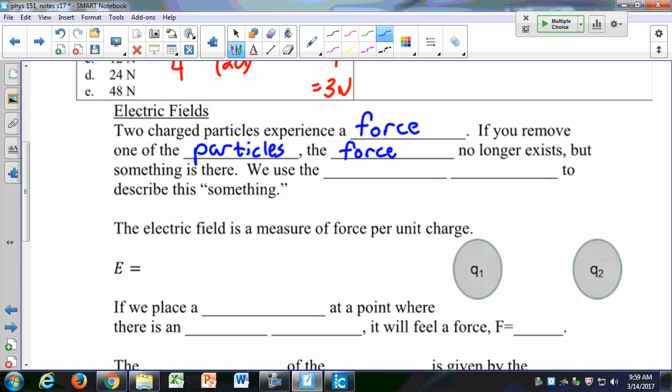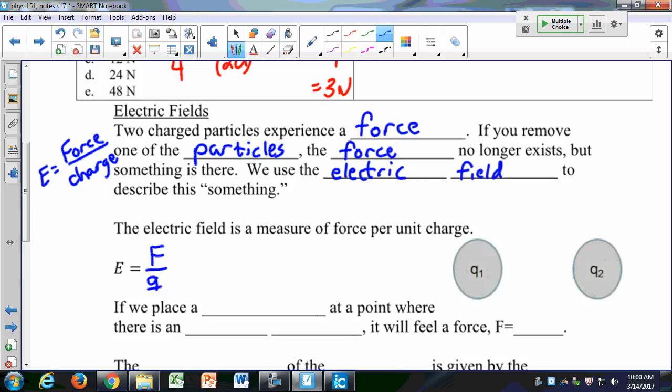But something is there. And we use the electric field to describe that something. The electric field, we use E, is a measure of force per unit charge. It's typed there, but I'm going to write it off to the side because it's one of our big ideas. Potential is energy per charge. Electric field is force per unit charge. And we use this to measure it. The electric field, we can calculate it, is equal to the force over the charge.